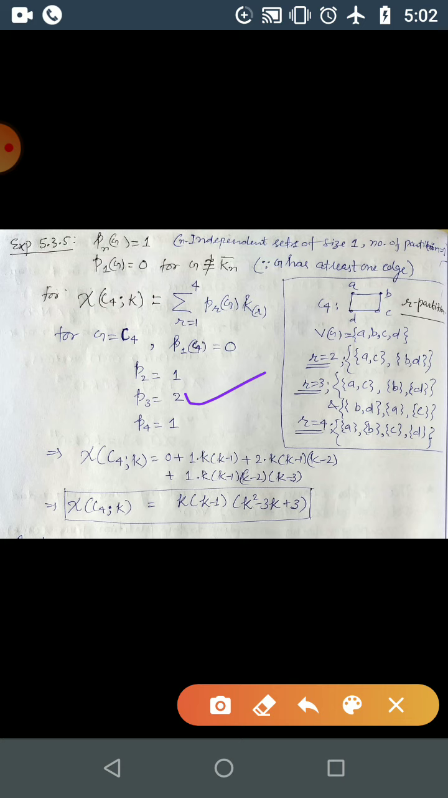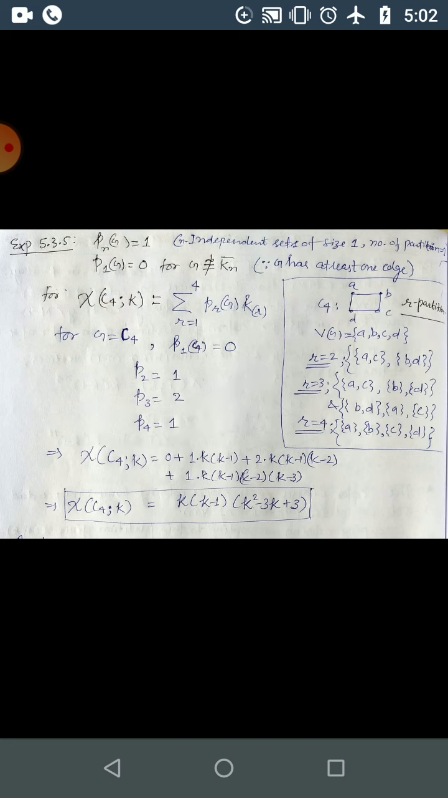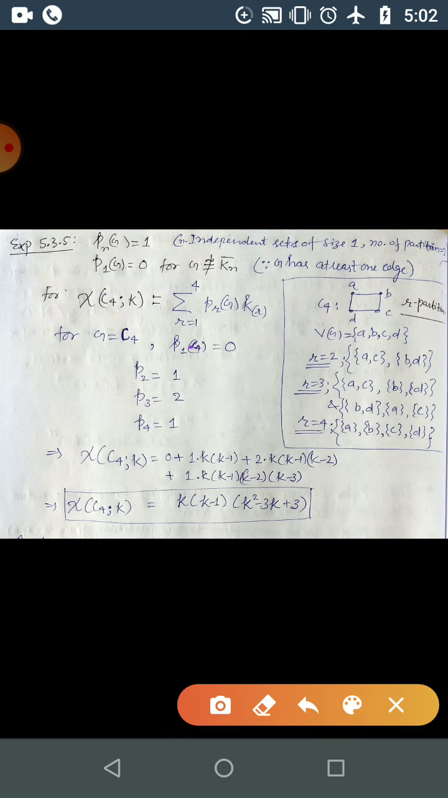So among 4 sets, you are taking all the 4 vertices individually. You can just take A, B, C and D, correct? So this will be only one and only one way, correct? So here we have got P1, P2, P3, P4, correct? So just put this in and get the results.